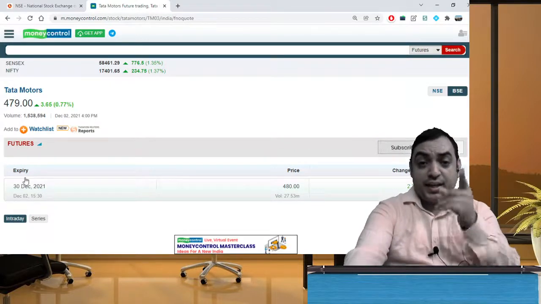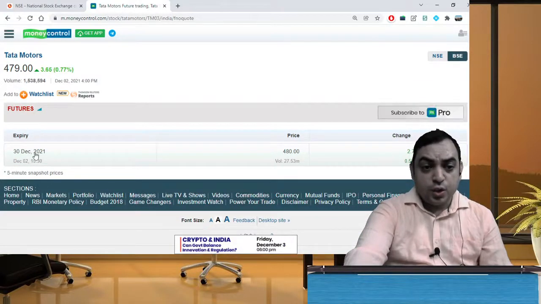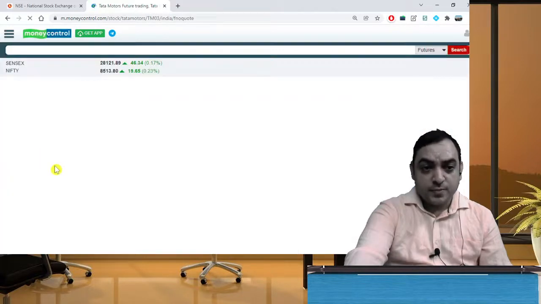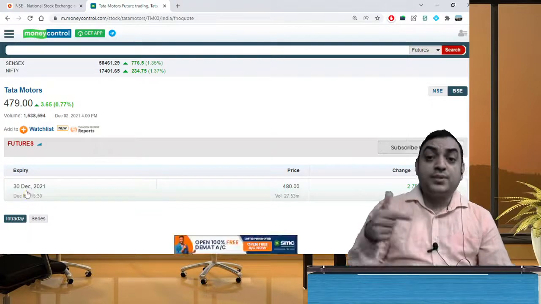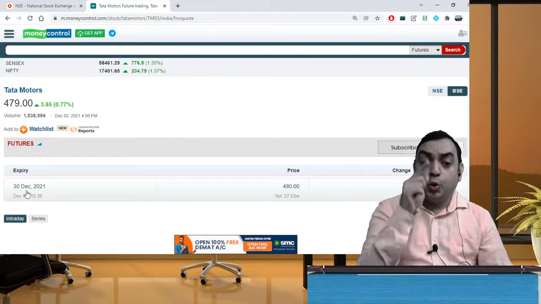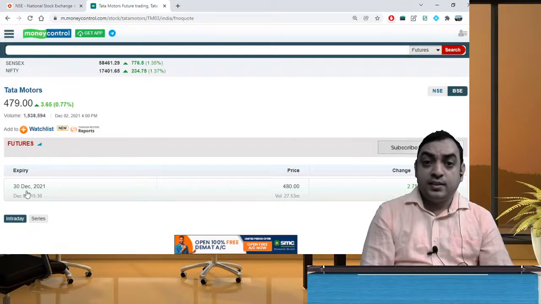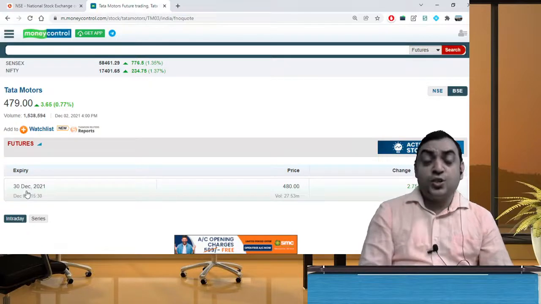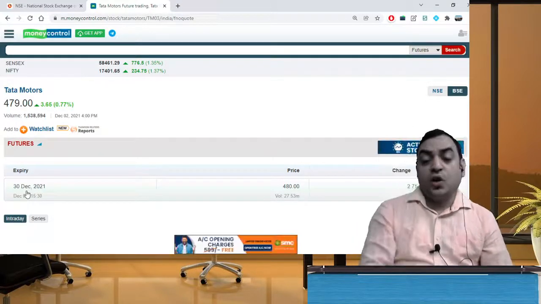And what is the expiry date? Please take a look at this. Expiry date is 30th December 2021. Hope you are able to follow it. What do you mean by this? Today I am signing a contract to purchase Tata Motors at 479 on 30th of December 2021. I am not purchasing today. I am going to purchase. I am signing a contract. I am entering into an agreement.